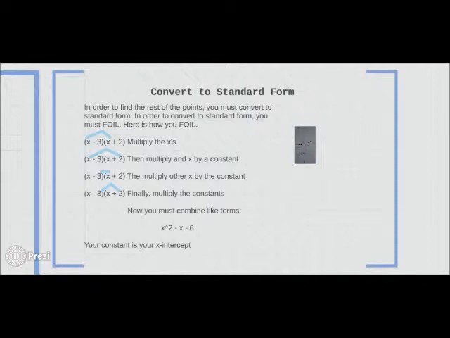Finally, you must multiply the constants. Negative 3 times 2 equals negative 6. So now you must combine like terms, and you get x squared minus x minus 6. In this equation, the constant is the y-intercept.